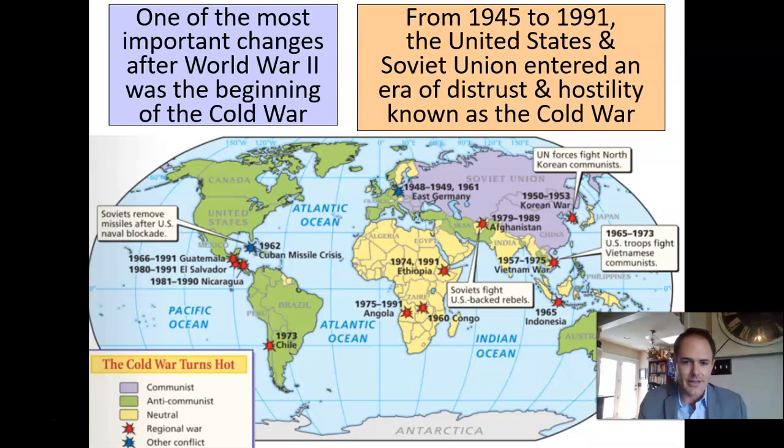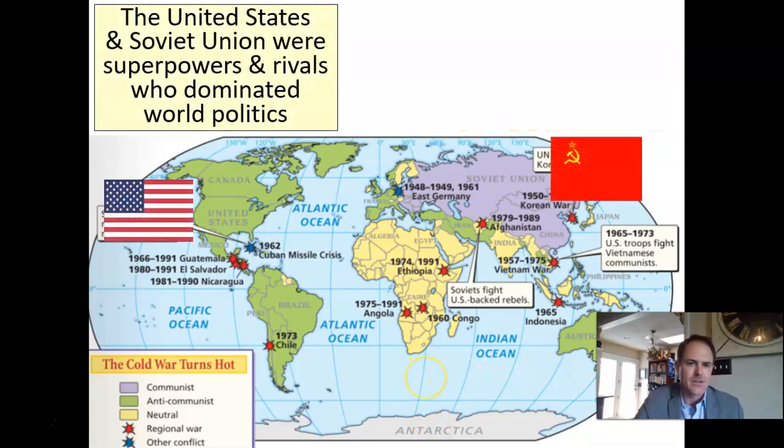Yes, the United Kingdom was an ally, but they were severely weakened and tired from both world wars, and they began to pull back from empire, leaving the United States and the Soviet Union. And as we'll discuss, they enter very soon into this distrust and ultimately hostility that we call the Cold War. All right, as I said, superpowers, and eventually they become rivals.